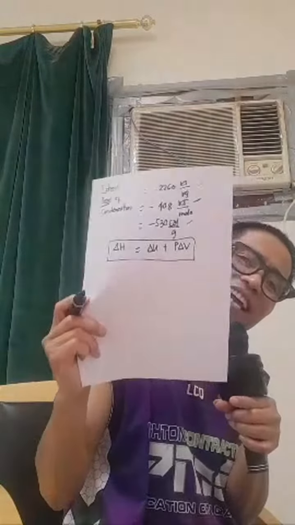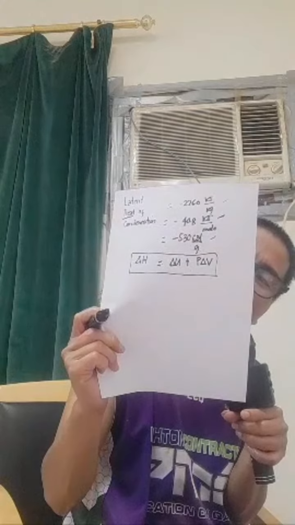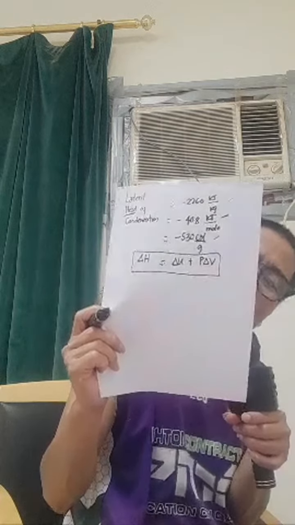So, if we try to put that here, delta H, the latent heat of condensation, is equal to the change in internal energy, delta U, plus the pressure times the change in volume. That's condensation.